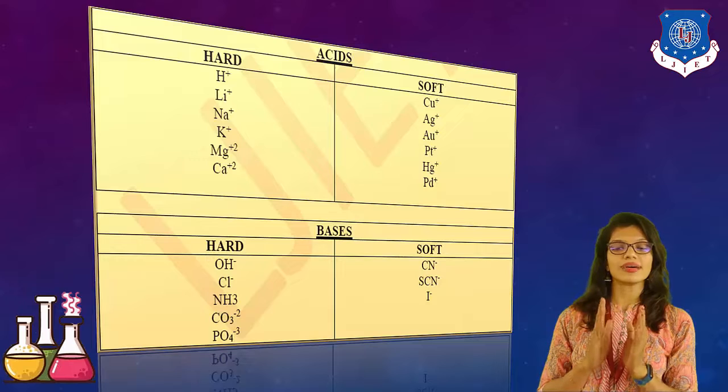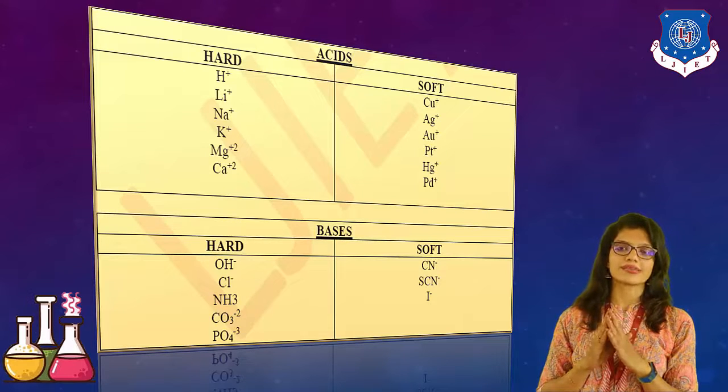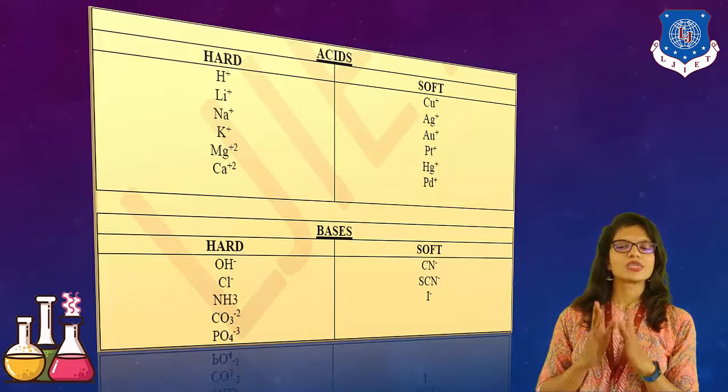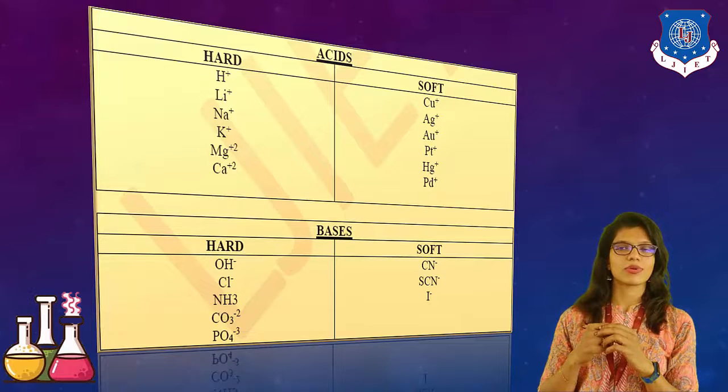Now let's take a look at the examples here. Let's take an example of hard acids and soft acids first. So H plus, Li plus, Na plus, K plus, Ca and Mg plus. These are considered as hard acids. While another one, soft acids. So Cu plus, Ag plus, Au plus, Pt plus as well as Hg plus. They are considered as soft acids. Right? As you can see in the image, harder ones can easily accept the electrons. Here they are acceptors. Okay.